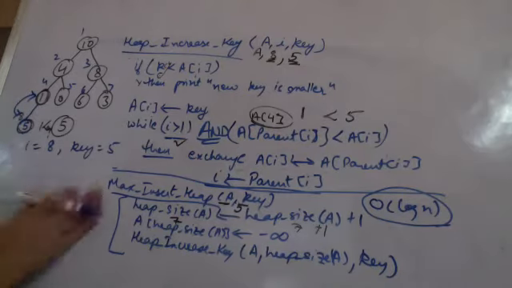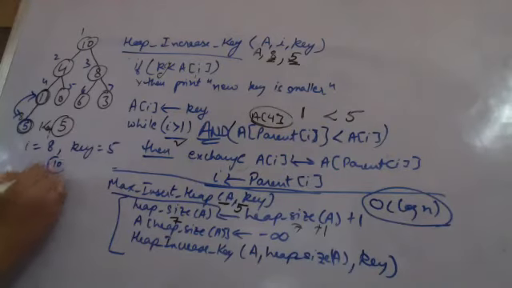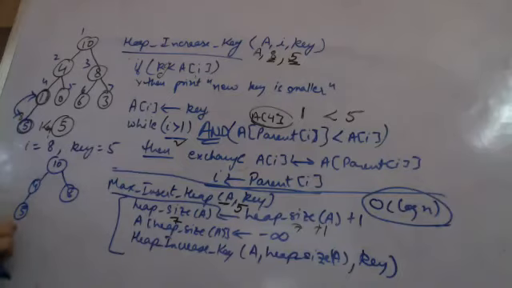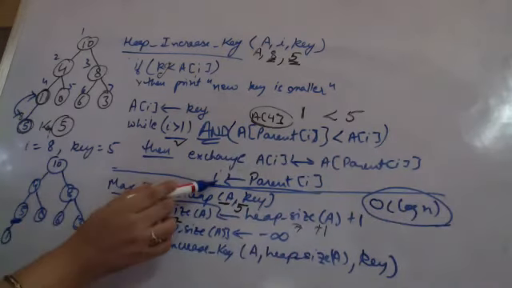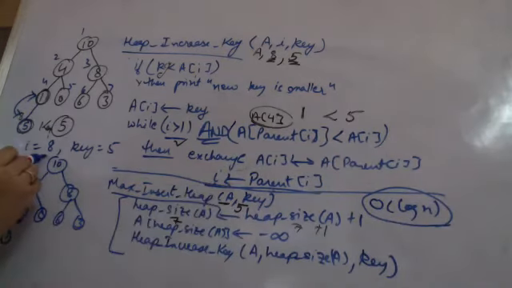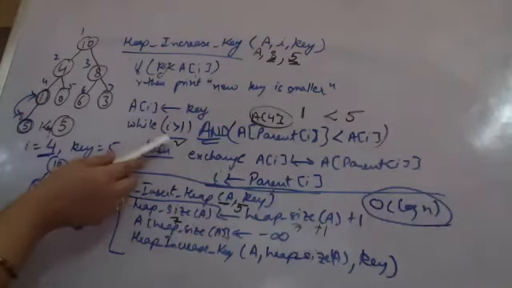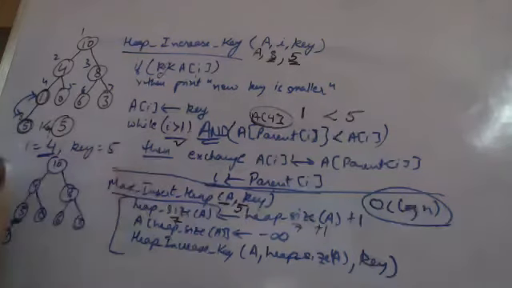So my new heap will have 5 coming here, the rest remains the same, nothing else has changed, and 1 comes here. I again have to see whether this is the correct position or not. So I rerun the loop. I now update I to be the parent of I, so I is no more 8. It becomes 4 now. I still check whether I is greater than 1. Yes, it is greater than 1.